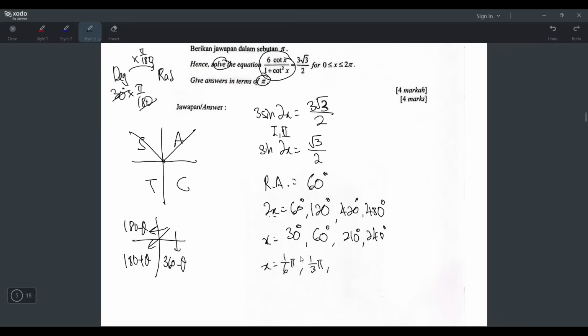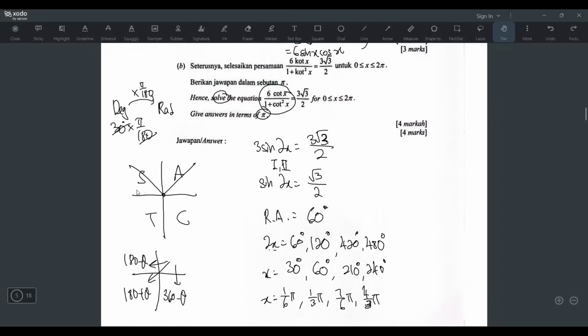Or you can write pi over 3 also. Same thing. Same thing with the 210. Just press 210 divide 180, which is 7/6. But don't forget to write the pi yourself. And then 240 divide 180. My calculator gives me 4/3. So it's 4/3 pi radian. Yeah, so that's the answer. So this is how I would do it. All right, hope you understand. That's all for this question.